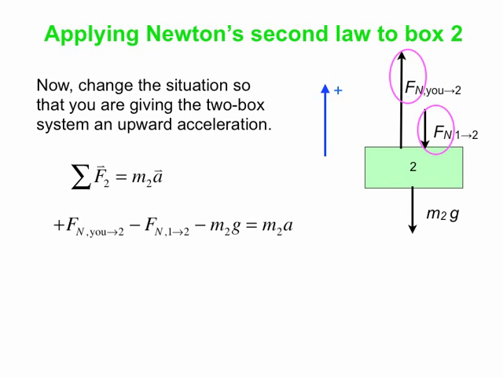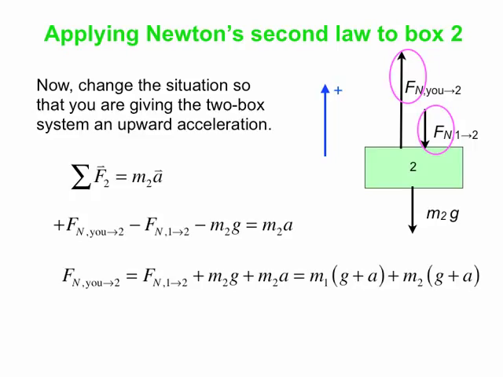We write out the sum of all the forces. We said equals 0 before, when the acceleration was 0. Now we have equals m2a. And Fnu on 2 is Fn1 on 2, but we just figured out that Fn 2 on 1 is m1 times g plus a, so we can replace Fn1 on 2 by m1 times g plus a here, because of Newton's third law, and we get that result for Fnu on 2. Again, g is a positive quantity. That came from the previous screen.